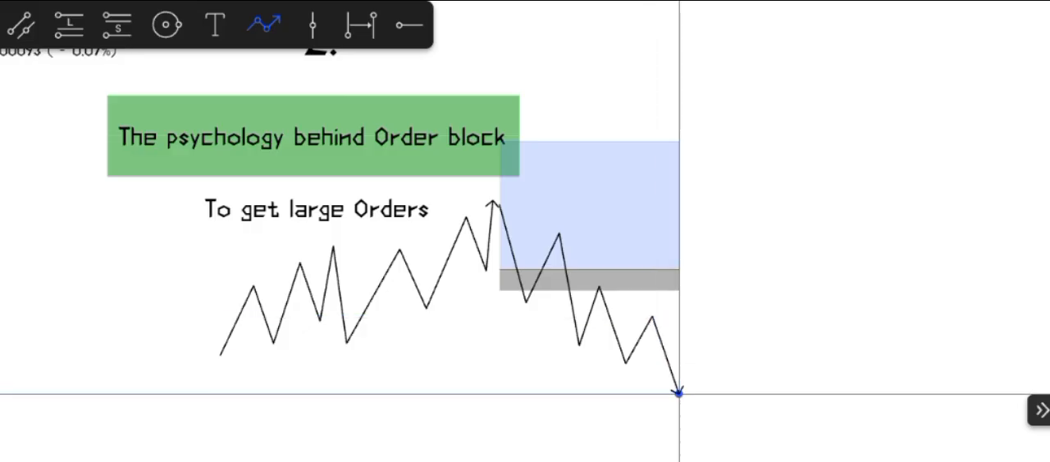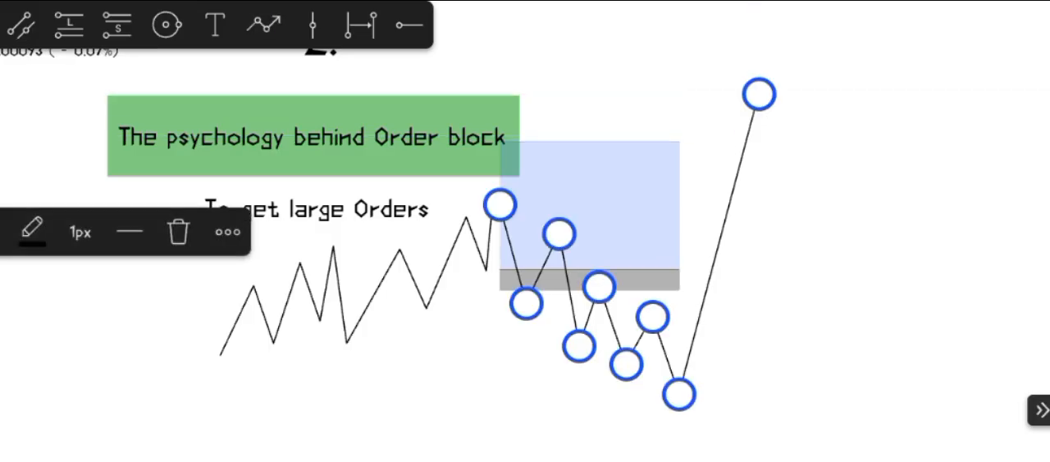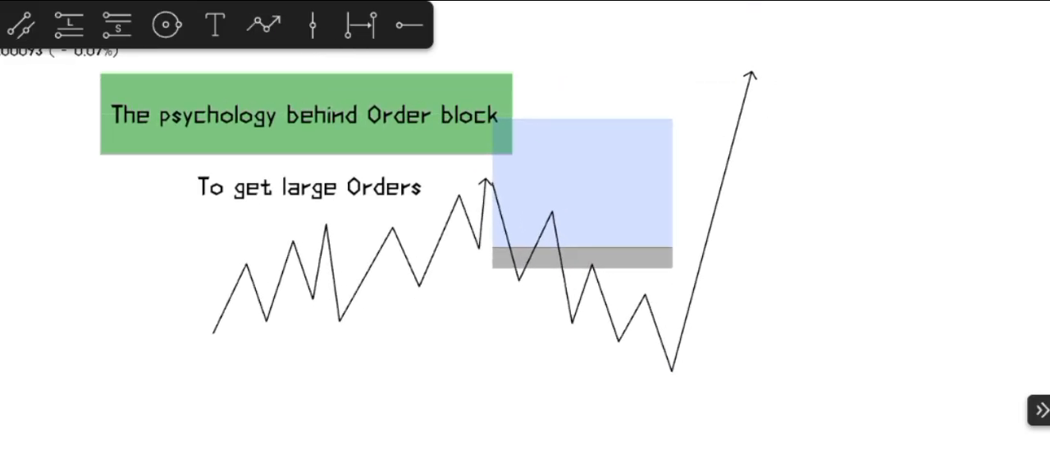But unfortunately, once the orders have been fulfilled, or the quantity the institutional traders need has been bought, they will push price immediately to the upside without warning. So this is the psychology of the order block.